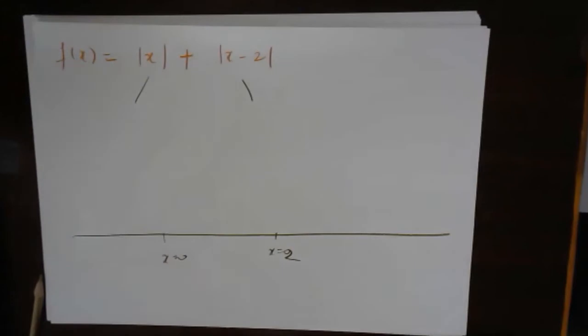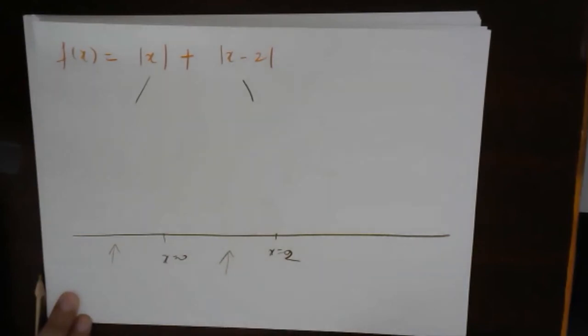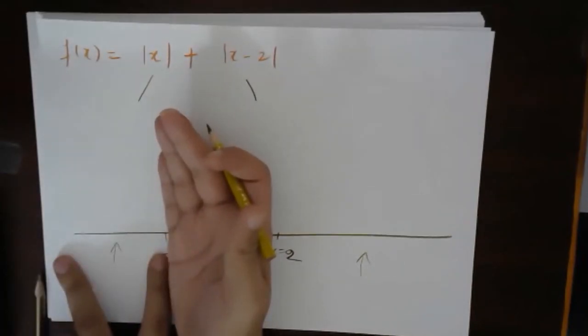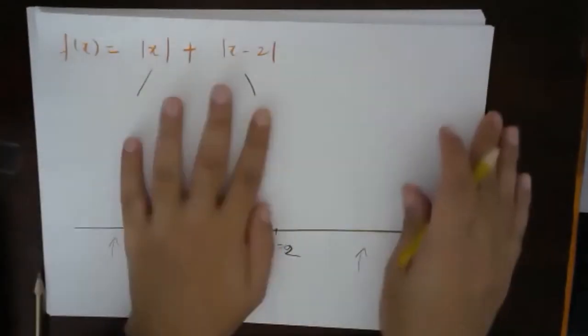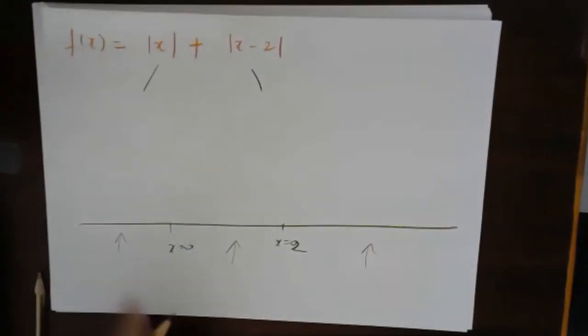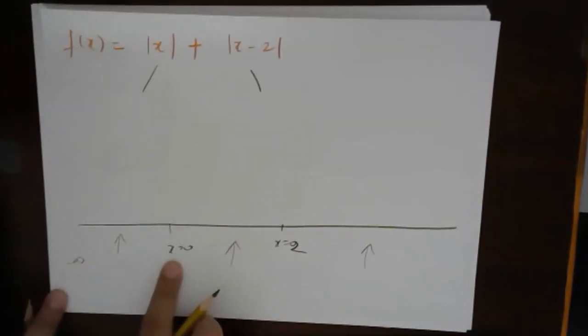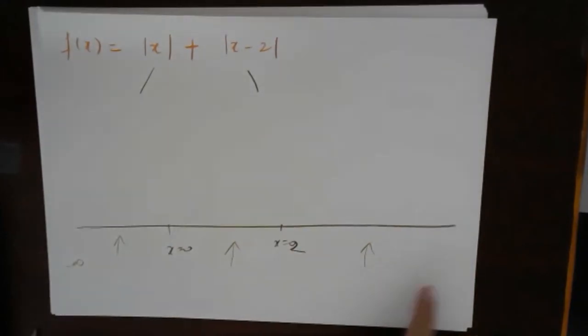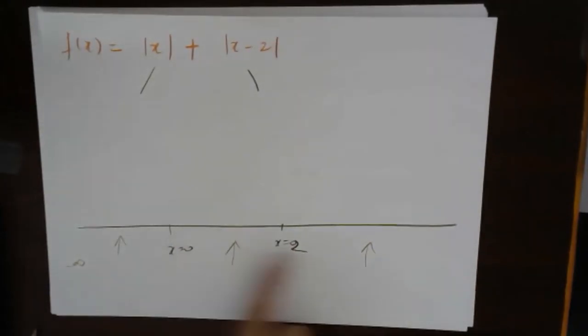So how many divisions do we have now? One division is this, the second is this one, and the third is this one. That means from minus infinity to 0, 0 to 2, and 2 to infinity. So these are the three divisions just because of 2 points.